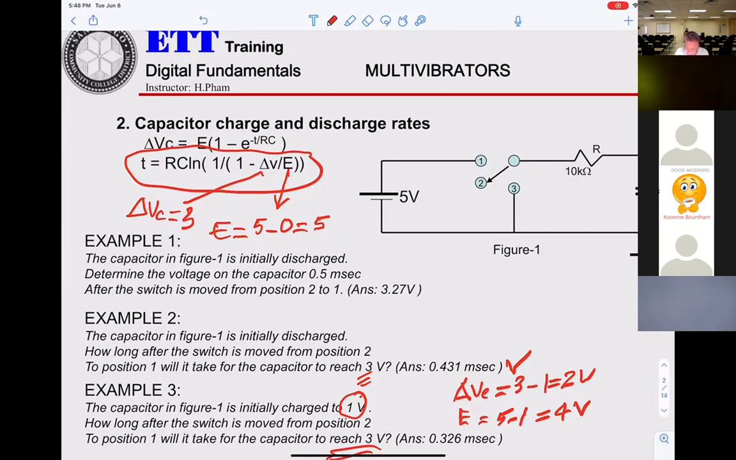Let's see. You're talking about example 2. In red, up top, you got delta VC equal 3. That means initially it was 0, right, and then you're trying to reach 3 volts. Exactly. That's how you got 3 minus 0 is 3. Right. Okay, thank you. That's example 2.